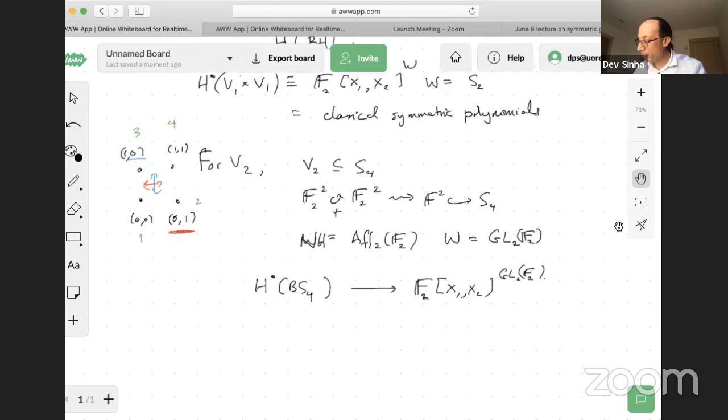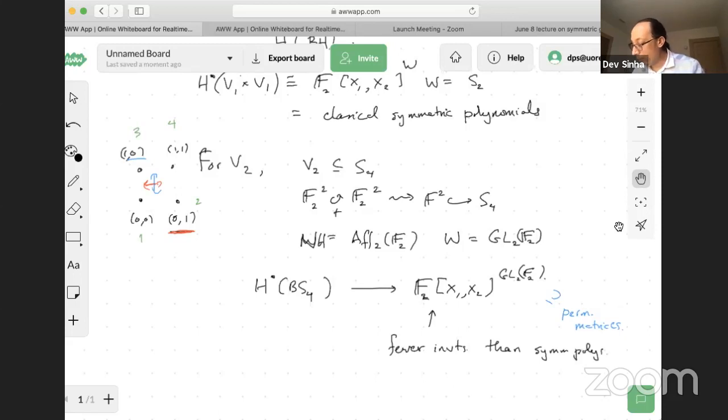One thing to note is that inside GL2 F2 you have permutation matrices. So these are at least invariant with respect to exchanging x1 and x2. The off-diagonal matrix 0, 1, 1, 0 is going to exchange x1 and x2. But there's more. You can have, for example, the matrix 1, 1, 0, 1. And you see that there are fewer invariants than for symmetric polynomials.